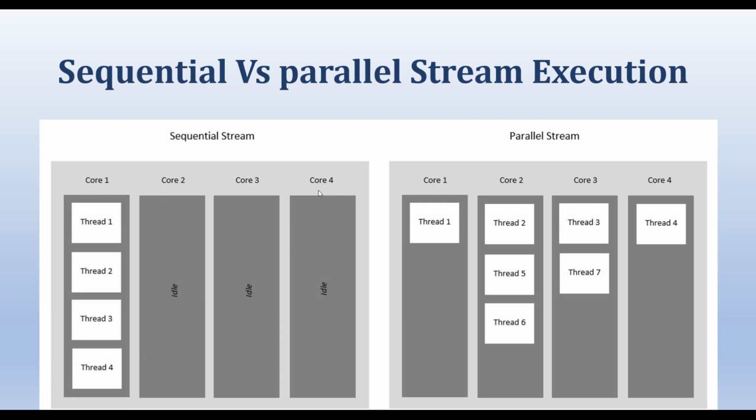So core 2, core 3, core 4 are sitting idle here, right? But in case of parallel stream, the task will be executed by multiple threads and they are properly utilizing the cores of my processor, core 1, 2, 3, 4. All the cores are occupied with some tasks. That's the main difference between sequential stream and parallel stream. We'll understand this exact scenario in action. Let's get started.